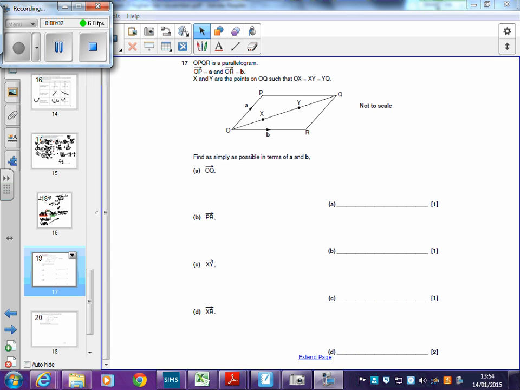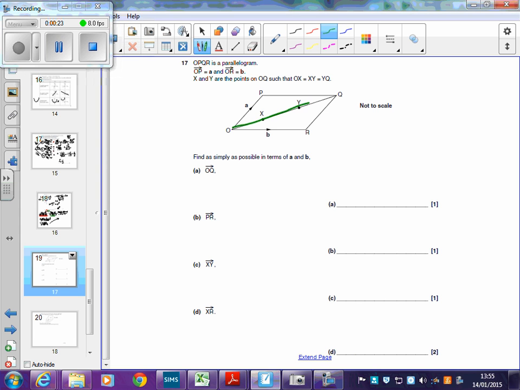Question 17, we have a parallelogram. Remember, opposite sides in parallelograms are equal, and we've got two vectors marked on. We've got OP, which is A, and OR, which is B, and we're given the points X and Y are on OQ, such that OX equals XY equals YQ. So basically, this middle line that goes through the diagonal of the parallelogram has been split into thirds, okay?